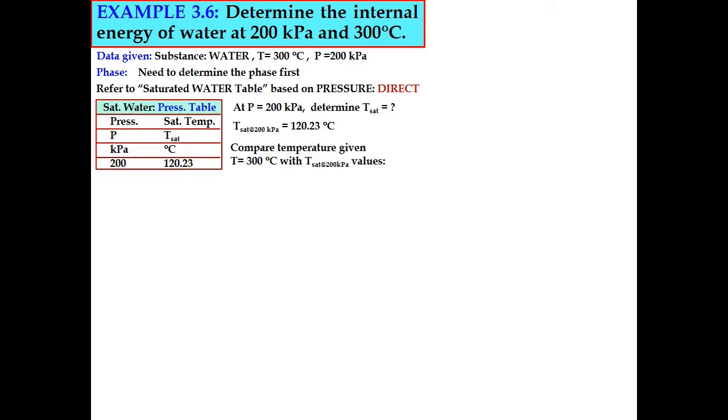Now compare the temperature given, T equal to 300 degrees Celsius, with T saturated at 200 kilopascal. By referring to the value, we conclude that T at 300 degrees Celsius is greater than T saturated at 200 kilopascal, which is 120.23 degrees Celsius. So the temperature given is greater than T saturated, and the phase will be within the superheated water vapor region.